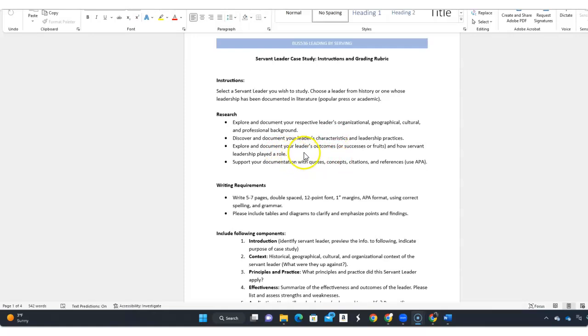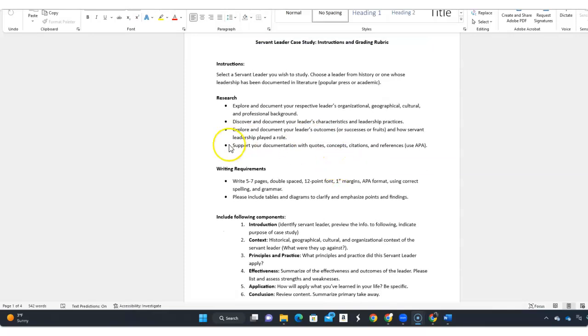Thirdly, explore and document your leader's outcomes. Okay, what did they accomplish? Their successes, their fruits. And then we want to draw the line to how servant leadership made this happen. Now be sure and support your research with quotes, concepts, citations, and references. And this paper will be written in APA format.